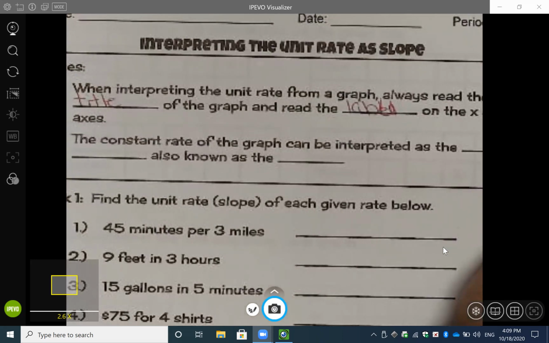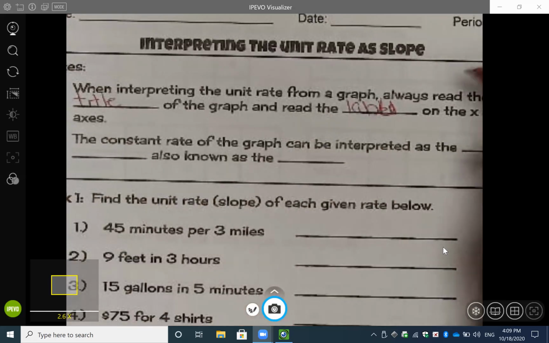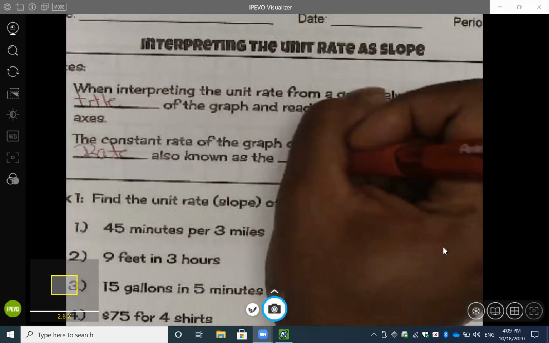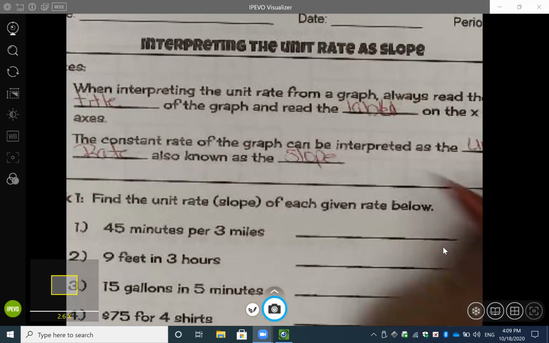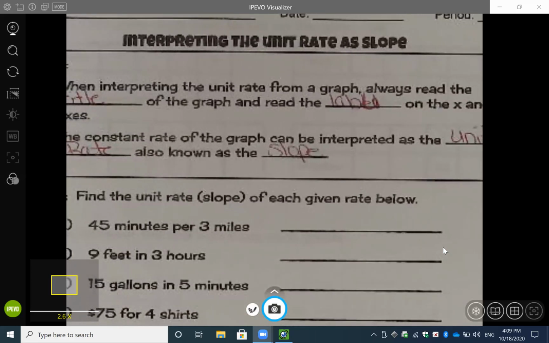Reading the title and the labels lets you know exactly what you are comparing and what your unit rate should look like. The constant rate of the graph can be interpreted as the unit rate, also known as the slope. Okay, the unit rate, which is also known as the slope.